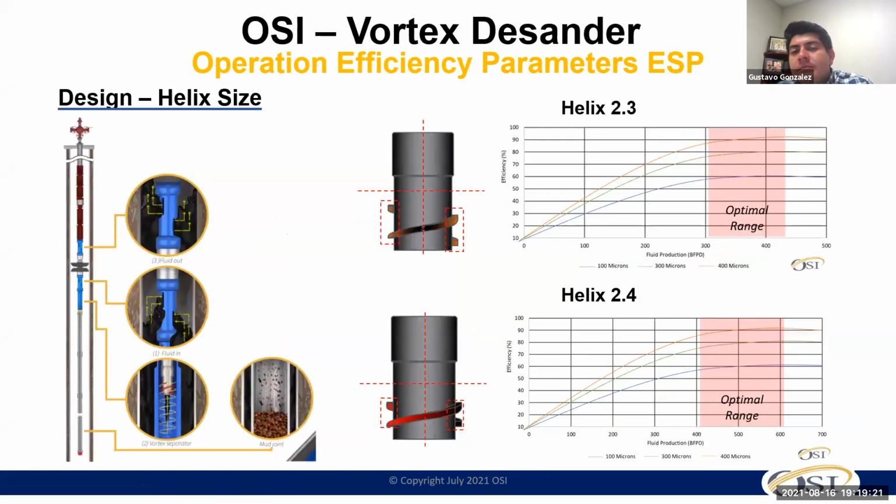So the question that we get all the time, what about efficiency? What is the efficiency that I can get for each of the helix or desander? Or can one spiral deal with 5,000 barrels and come back to zero?